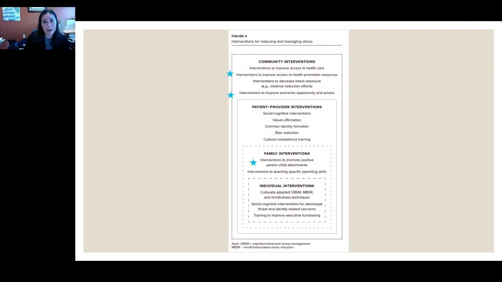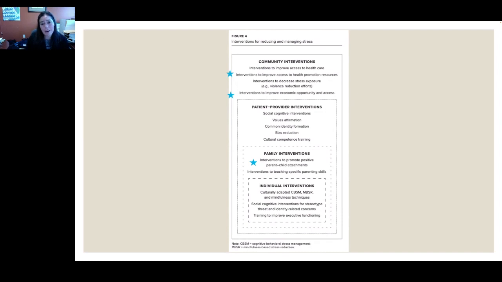The report also provided some recommendations for interventions to reduce stress and manage stress. And we really felt that our intervention, at least the pilot, addressed some of those, including improving access to health promotion resources. So the indirect education, the recipes and all of that stuff, we provided that for them. Interventions to improve economic opportunity and access. So we provided free food for 6 weeks, and we also provided incentives for their time to take the surveys. And that was really important to them.